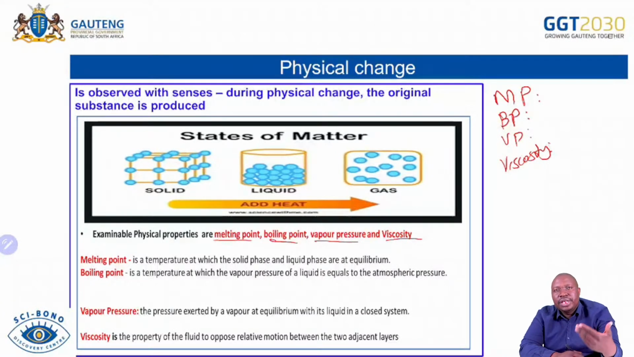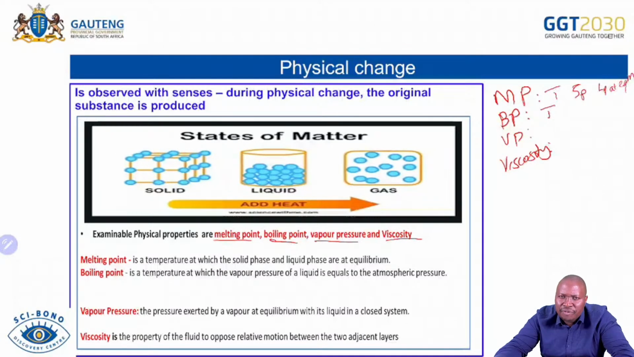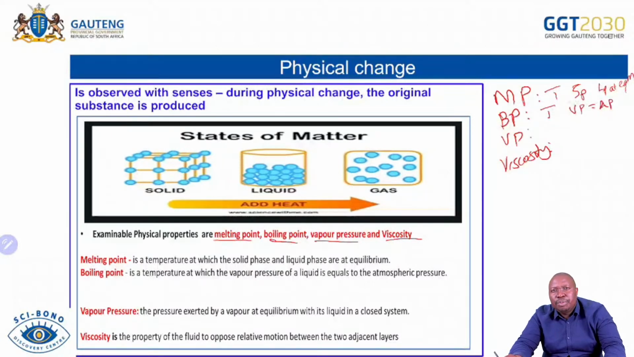So we've defined the melting point as a temperature. We still emphasize it's not a point, it's a temperature at which the solid phase and the liquid phase are at equilibrium. Boiling point, as well, is a temperature. Please don't make the mistake of saying it's a point. Immediately you say it's a point, we're taking a mark away from you. So ensure that you say it's a temperature at which the vapor pressure is equal to the atmospheric pressure. That is for boiling point.